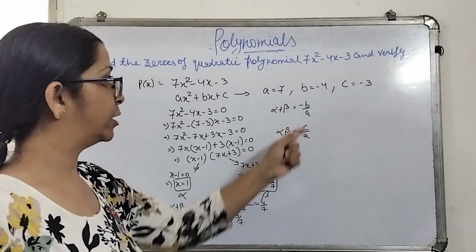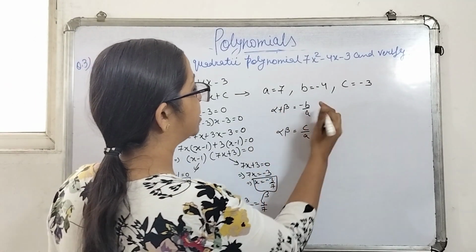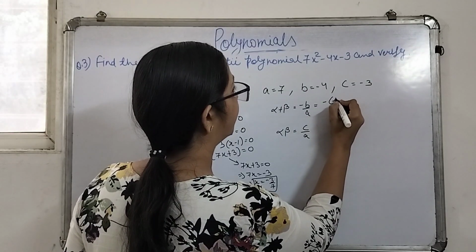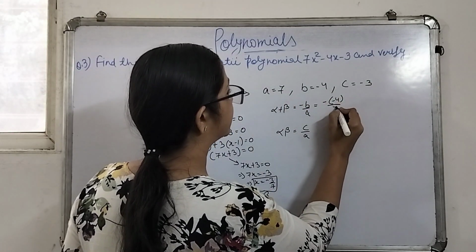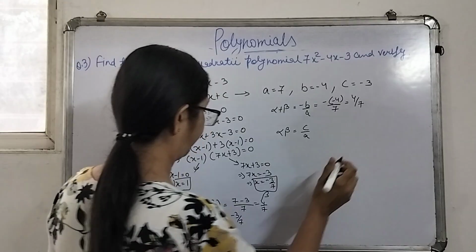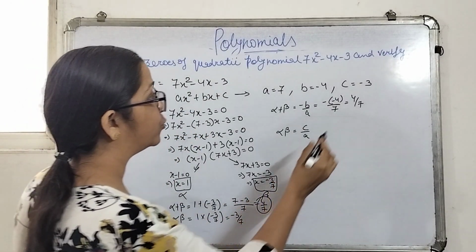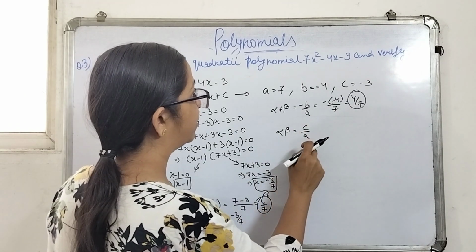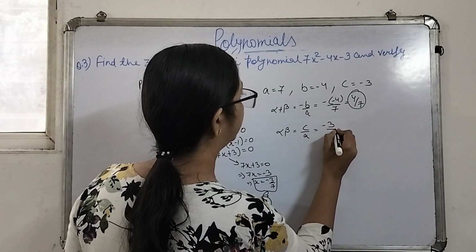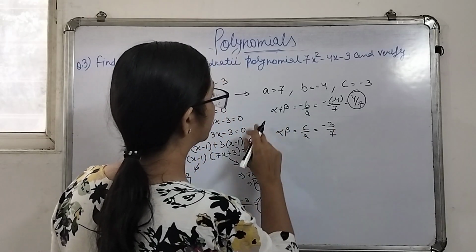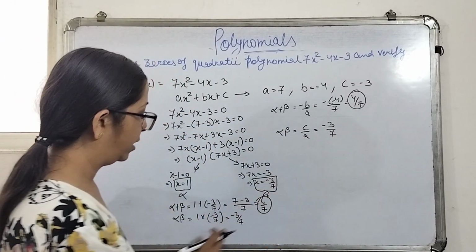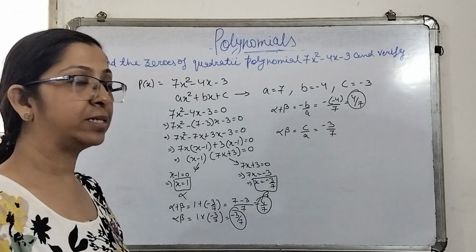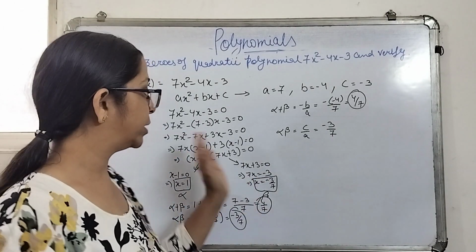Now let's check it out over here. From here the sum of the zeros should be equivalent to minus b by a. Minus the value of b, which is minus 4, and the value of a is 7, so it is 4 by 7. From here we can see this value is 4 by 7 and this is also 4 by 7. Alpha beta should be equivalent to c by a. The value of c is minus 3 and the value of a is 7, so the product of the zeros should be minus 3 by 7. And over here we can see the product of the zeros is also minus 3 by 7. So hence proved, both are equal.